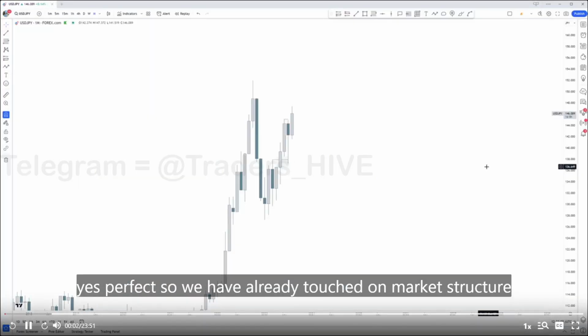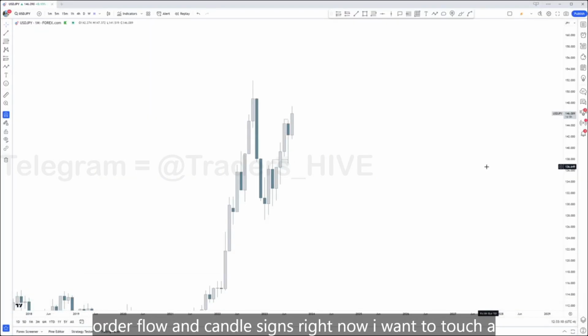Perfect. So we have already touched on market structure, order flow, and candle signs. Right now, I want to touch a little bit on high probability versus low probability. I also want to touch on why we are doing this in the first place, because I think that is a great mindset shift to have. So let's talk about high probability versus low probability first.